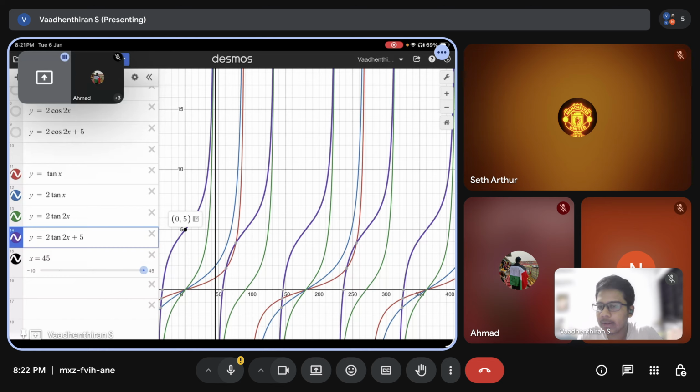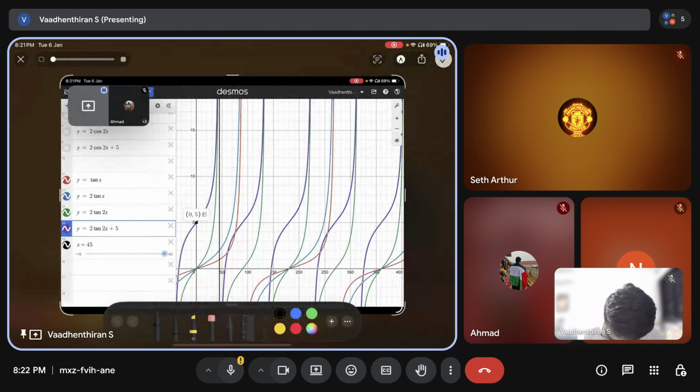Just remember that the tan graph has a period of 180 degrees. So whenever you're comparing the 2x, you will need to do it with 180. So 180 degrees divided by 2, so 90 degrees. So at 90 degrees, the 0 will be touching for this graph.